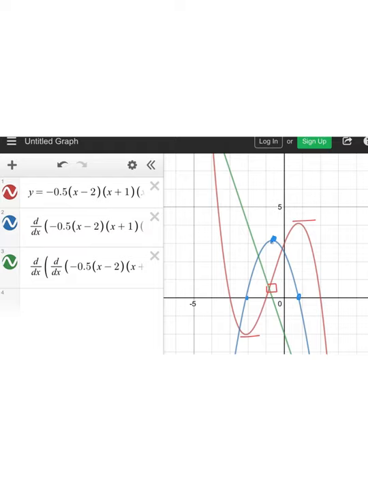And then when we're talking about our acceleration function, this green function right here, again, the maximum of our velocity function is going to represent the 0 on our acceleration function. So remember those key points right there.